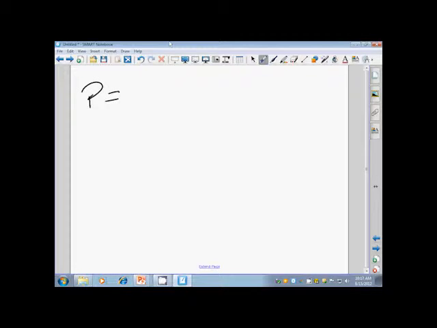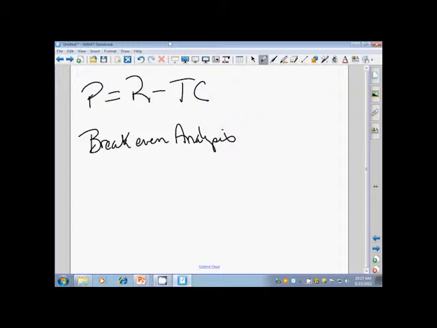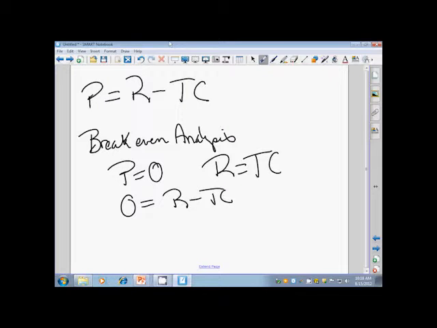remember that profit is equal to revenue minus total cost. We need to figure out what's revenue and what's total cost. For a break-even analysis, we want our profit to equal 0. So you can do that two ways. You can have your revenue equal your total cost, or you can have your profit of 0 equal your revenue minus your total cost. Either way.